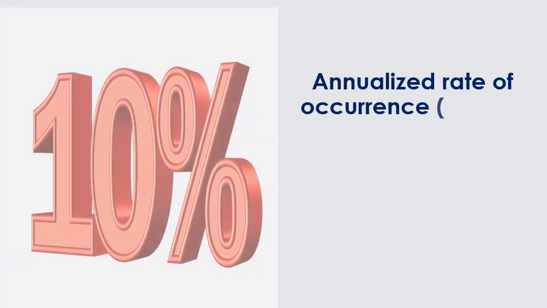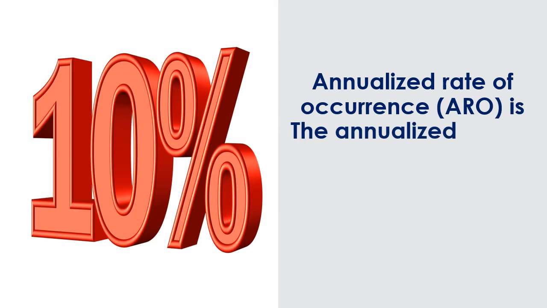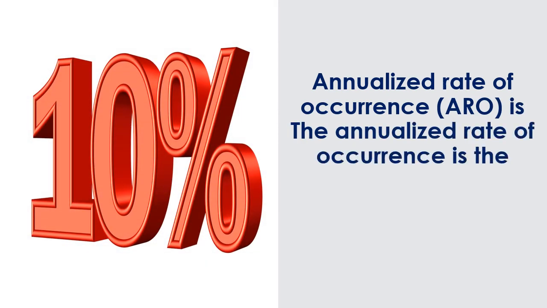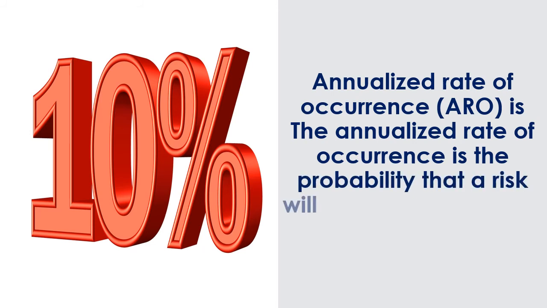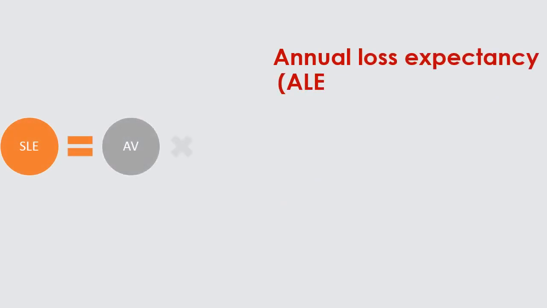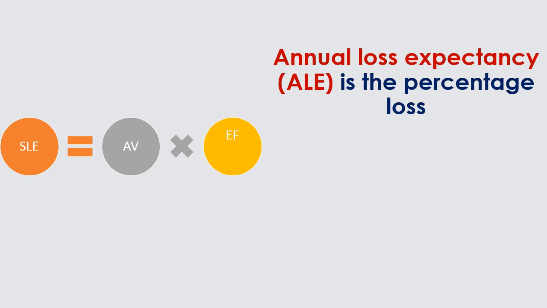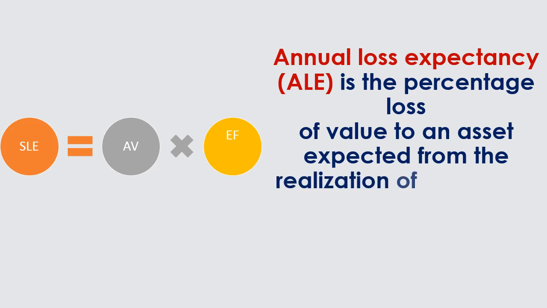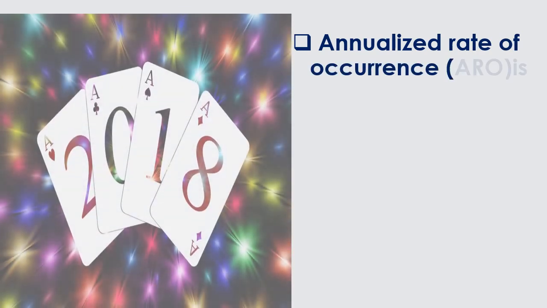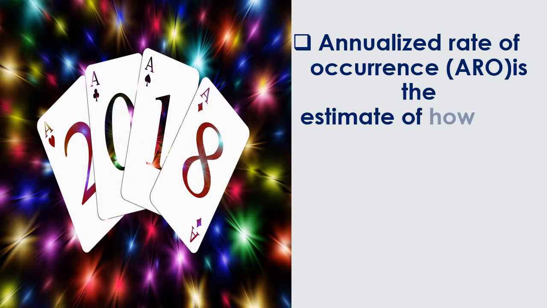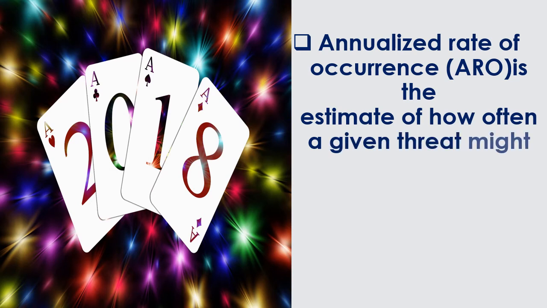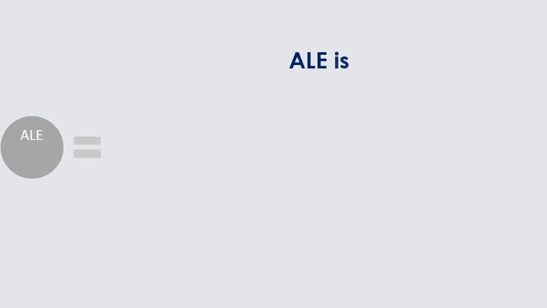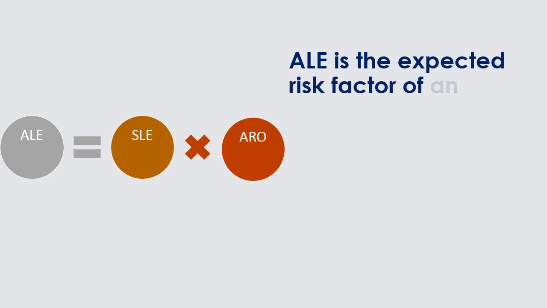Annualized rate of occurrence is the probability that a risk will occur within a year. Annual loss expectancy is the percentage loss of value to an asset expected from the realization of risk over a year. Annualized rate of occurrence is the estimate of how often a given threat might occur annually. ALE is the expected risk factor of an annual threat event.